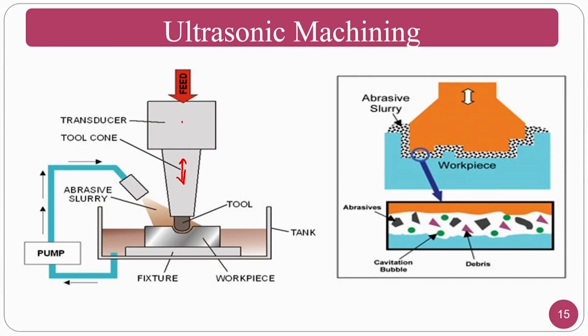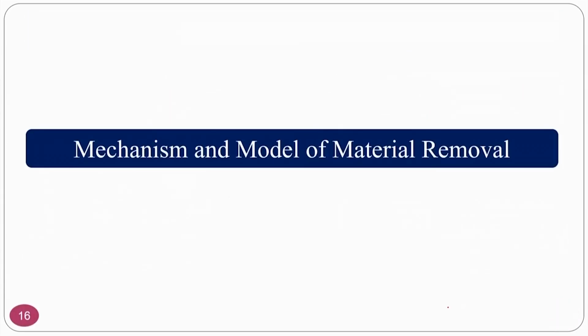And if you see the mechanism, this is the tool and this is the workpiece. You can see the workpiece here. The abrasive particles are hitting with kinetic energy, and whatever shape is there, you can generate that shape on the workpiece material. That means the converse shape of the tool will be generated on the workpiece surface.